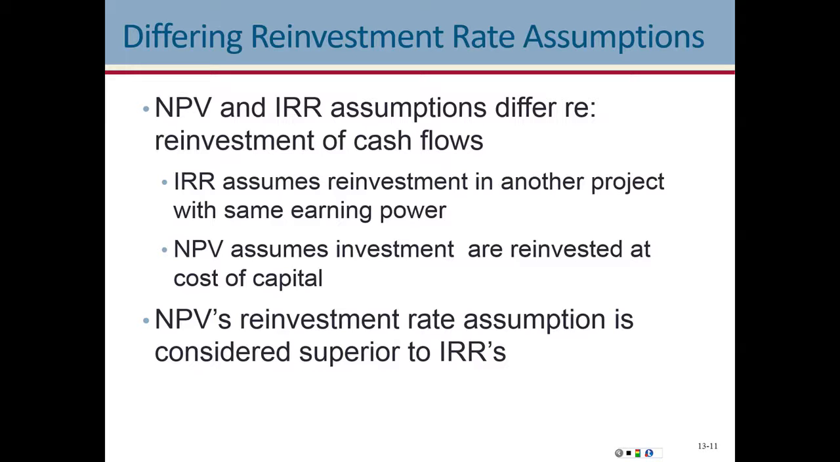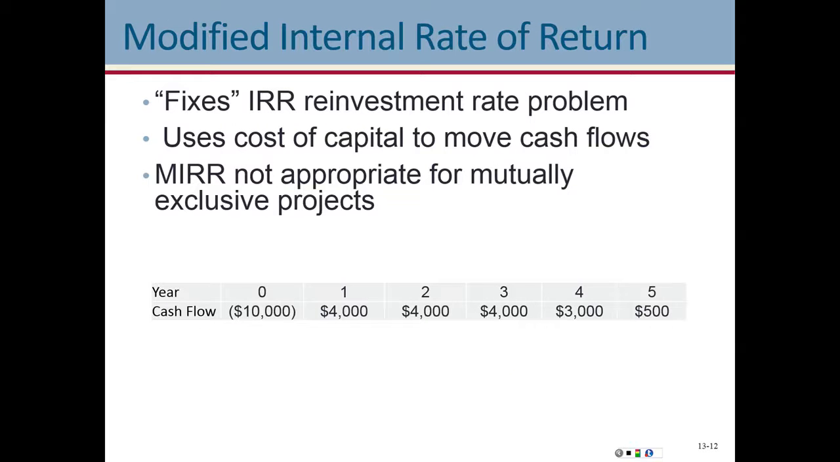Given that difference, given that IRR might be large and we might have a very strong assumption of compounding at a rate of 20%, most people prefer NPV. NPV is a stronger method. Now, as we mentioned before, we have the modified internal rate of return.